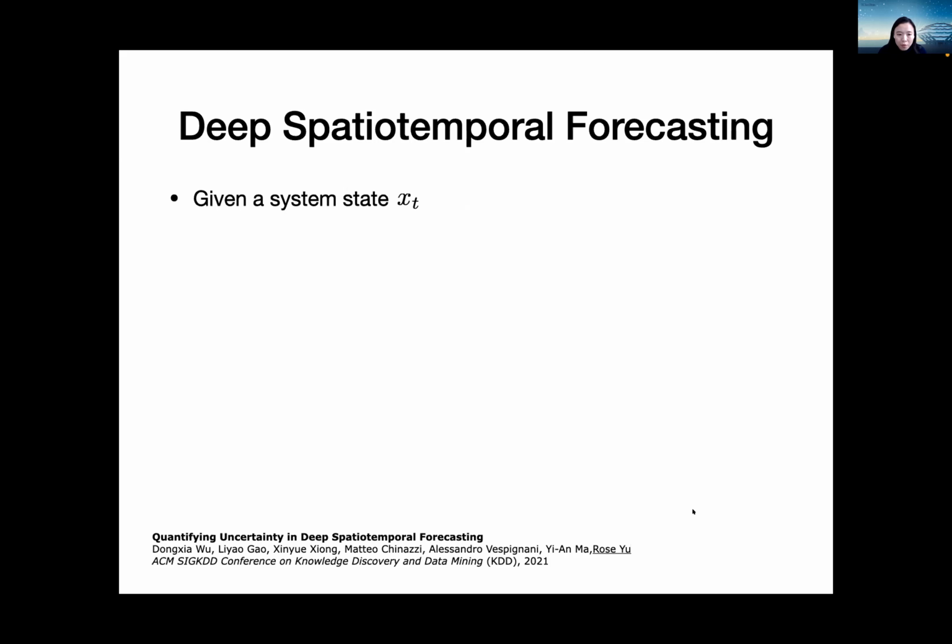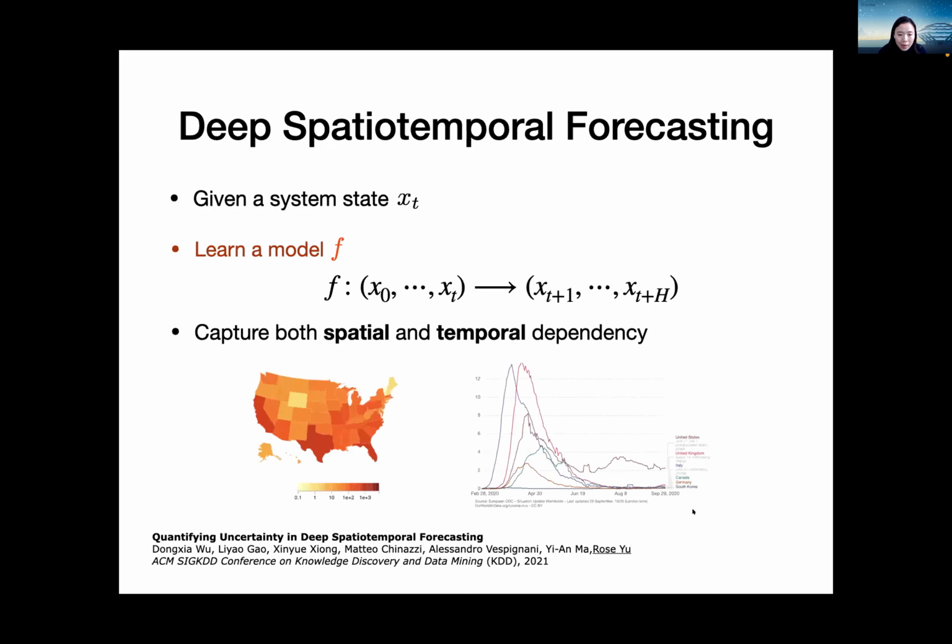Then the goal of forecasting is to learn a model F that maps from the sequence of previous states x0 to xt into a sequence of future states xt+1 to xt+h, where h here is the forecasting horizon. So what's unique about spatial temporal forecasting is that, in order to approximate underlying system dynamics, we need to capture both the spatial and the temporal dependency.